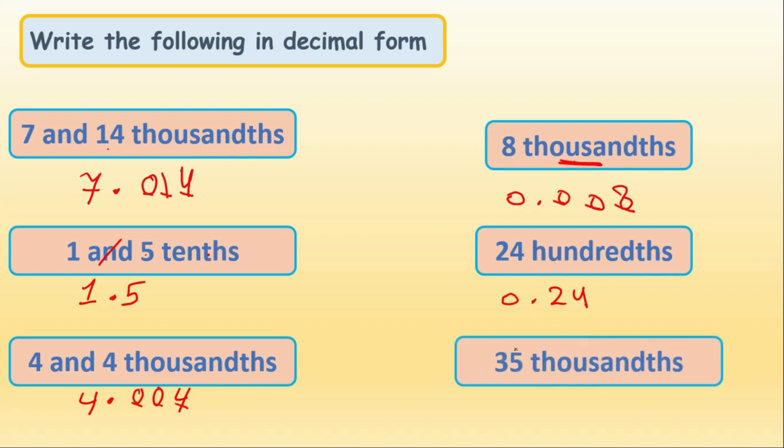The last one, 35 thousandths means we don't have a whole, so write 0 in whole, decimal point and 1 2, 3 digits. So write 3 and 5. 0 in tenths. Got it? So now you have to know two notes very important before writing decimal form.